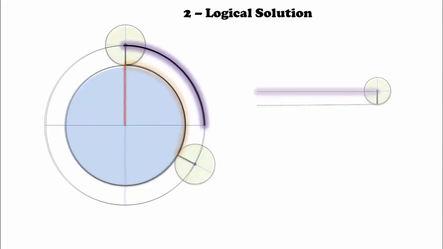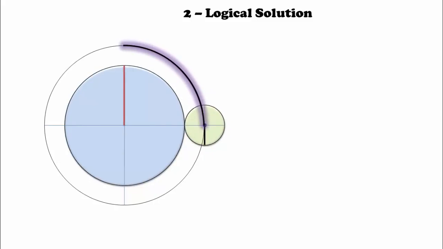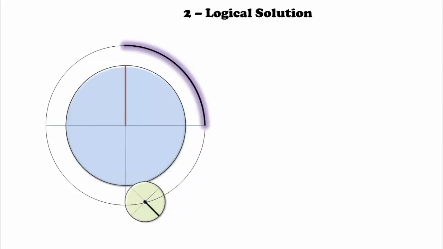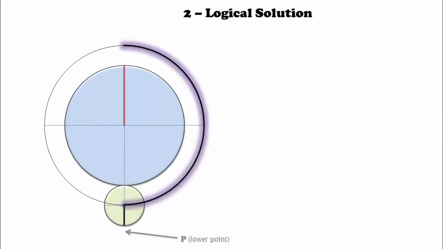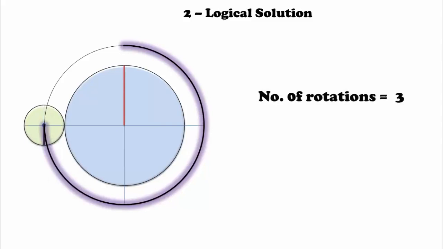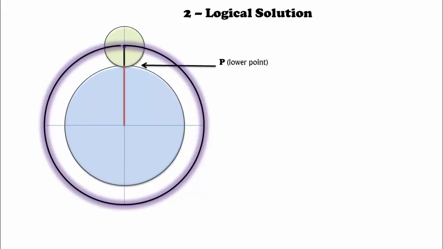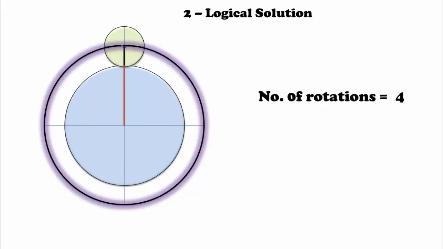So now let's see what happens when the center of circle A travels this particular distance. Did you observe that the point P has again become the lower point? And that means one rotation is now complete. Let's continue. Point P has again become the lower point, so 2 rotations completed. Third rotation is now completed. And now the 4th rotation is completed. So circle A will revolve 4 times till it reaches back to the starting point.